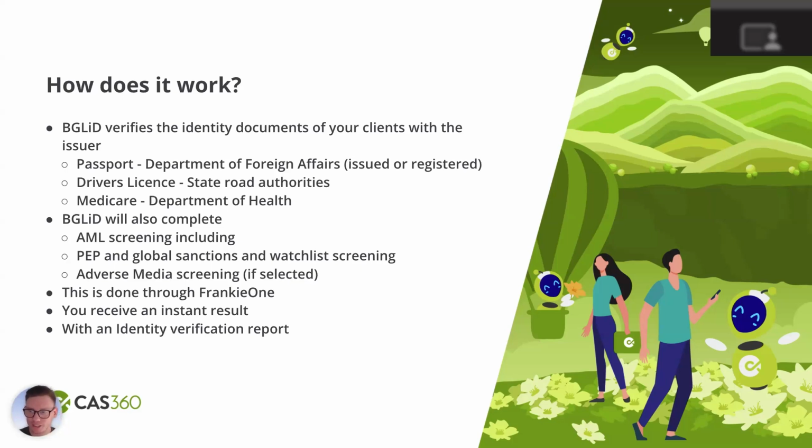Also, every single BGLiD verification completes AML screening. So AML is anti-money laundering. And in some of the regions, so New Zealand in particular, this is a mandatory check, and maybe in Australia coming 2026. So what our AML screening includes is PEP, so politically exposed persons. So does someone have a high position or a potential exposure to someone in a high government position? Also, the global sanctions. So are there any global sanctions on this particular individual?